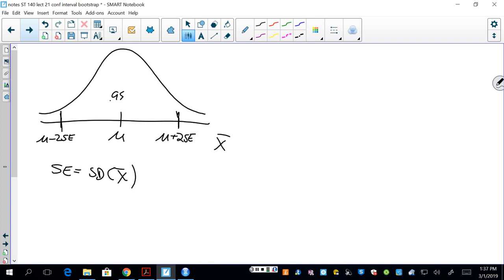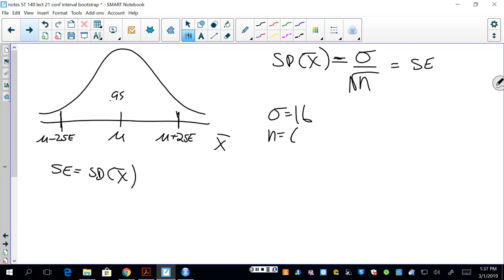So the standard error, the standard deviation of our X bars, if these are independent samples, is like the standard deviation of one individual divided by the square root of the sample size. And this is called the standard error. So in this case, sigma was 16 days, and our sample was 60 women. So the standard error is 16 over the square root of 60, which is 2.066 days.